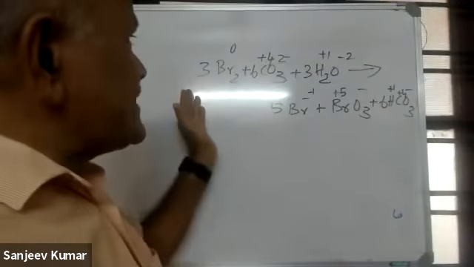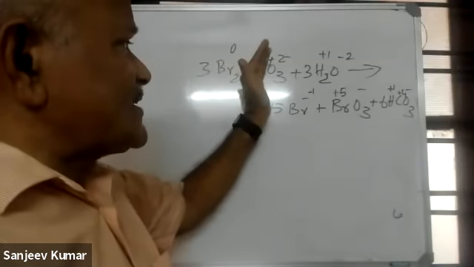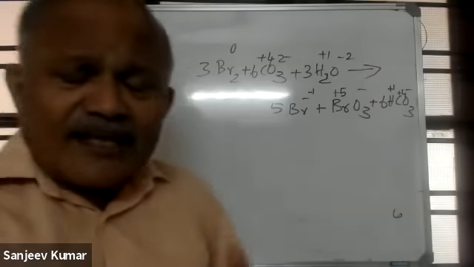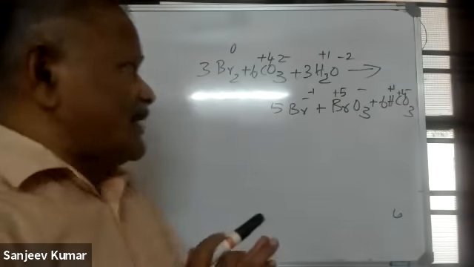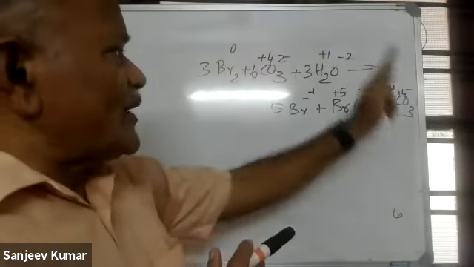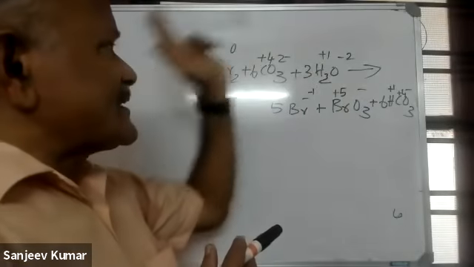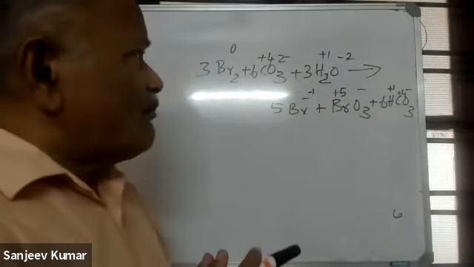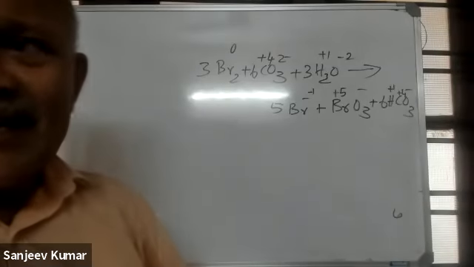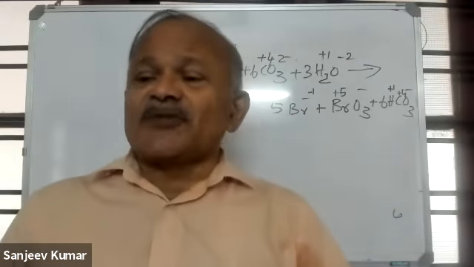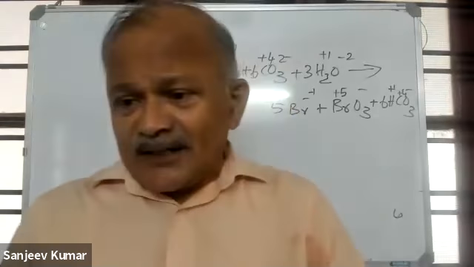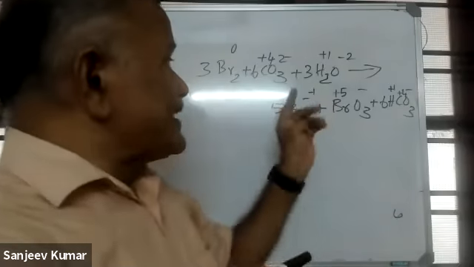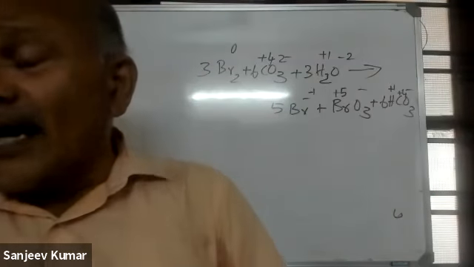In the reactants, carbon is in the plus 4 oxidation state. In the product also, carbon is in the plus 4 oxidation state. There is no change in the oxidation number. Oxygen is in the minus 2 oxidation state, both in the reactants and the product. Hydrogen is in the plus 1 oxidation state, both in the reactants and the product. Therefore, which has changed? The oxidation number of bromine. The oxidation number of bromine goes from 0 to minus 1 when it becomes Br minus.